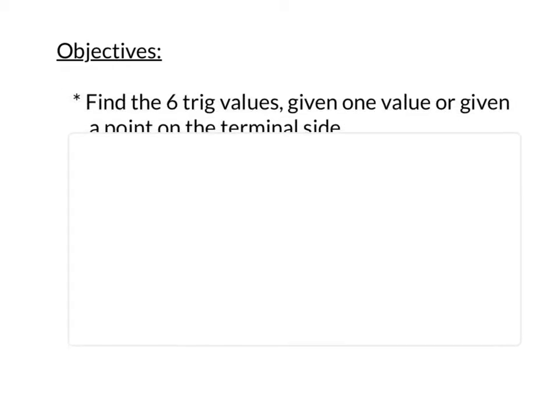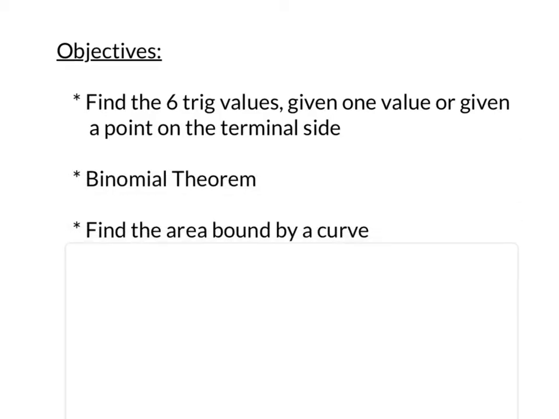Here we are, intro number 9, the last video in this introductory unit. We're really going to cover a lot of various problems, but the ones that I want to look at in particular are finding 6 trig values given one value or a point on the terminal side, using the binomial theorem, finding the area bound by a curve, and then some other kind of review problems.